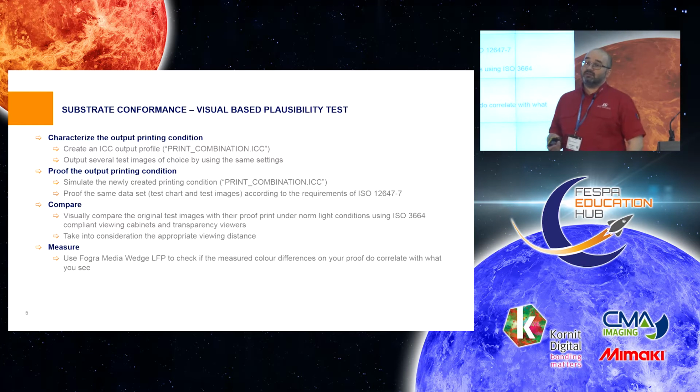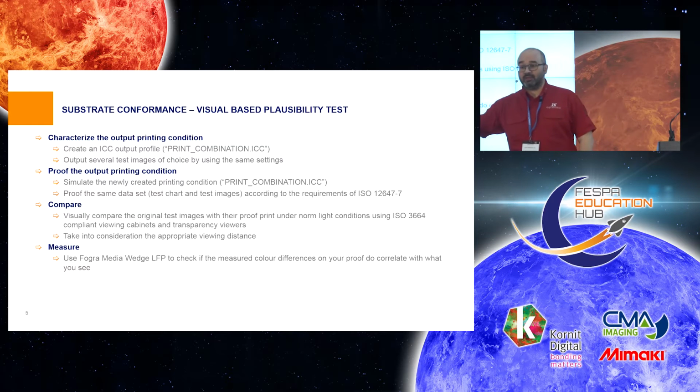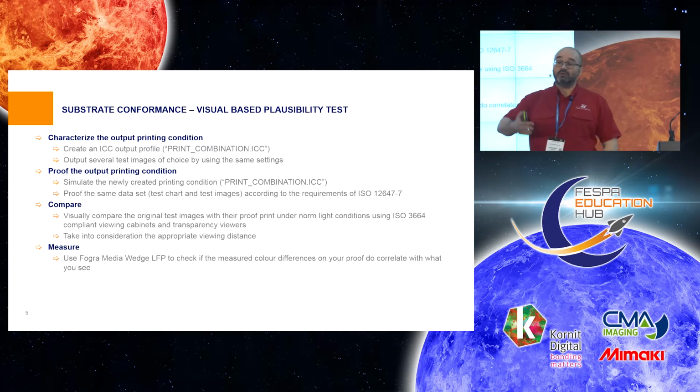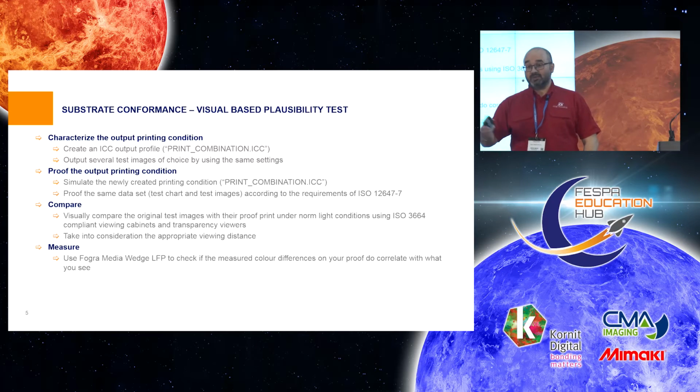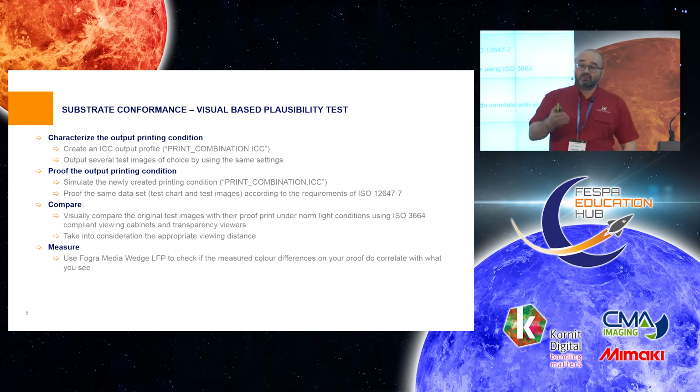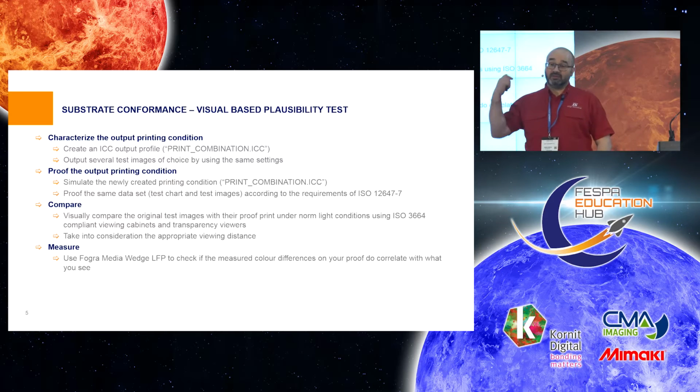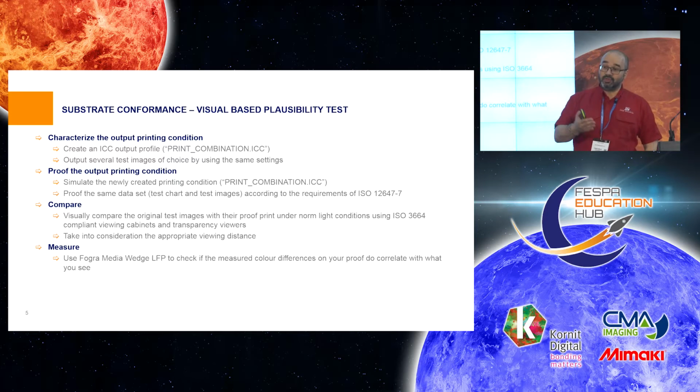Now, I mentioned this visual plausibility test. It's a very simple test. It's basically saying that in order to figure out if your output printing condition, I mean the substrate, the ink, the printing mode, the printing system, all these variables that make your printing combination, if you measure the printed matter, you need to get data consistent with visual appreciation. And the visual plausibility test is made in such a way that it gives you relevant information if you succeeded in doing the right measurement.